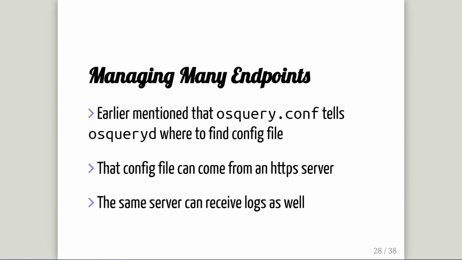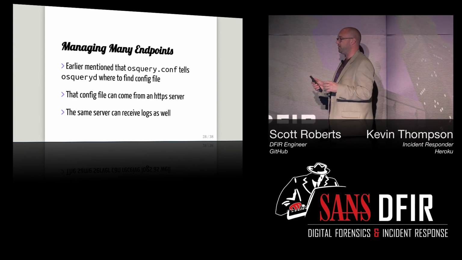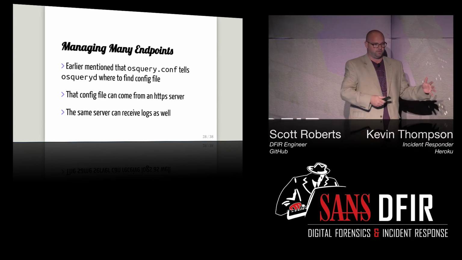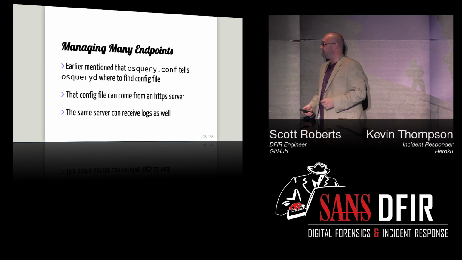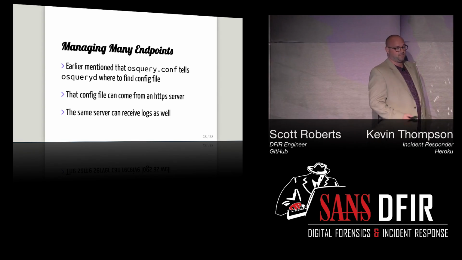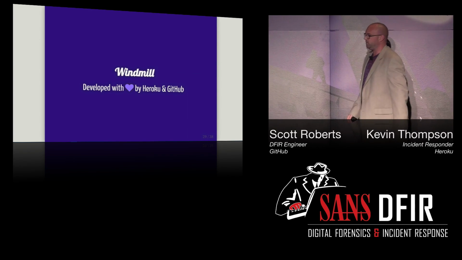So earlier, Scott mentioned that there's this file, osquery.conf, which is used for actually holding the queries that you want to run. And when you start trying to do this across tens of thousands of servers, that gets to be a real pain in the butt to manage that file, especially if there's going to be different queries run at different intervals on different types of servers. The good news is that configuration file can come from an SSL server. And that server can receive the logs as well, which brings us to Windmill, developed with love by Heroku and GitHub.